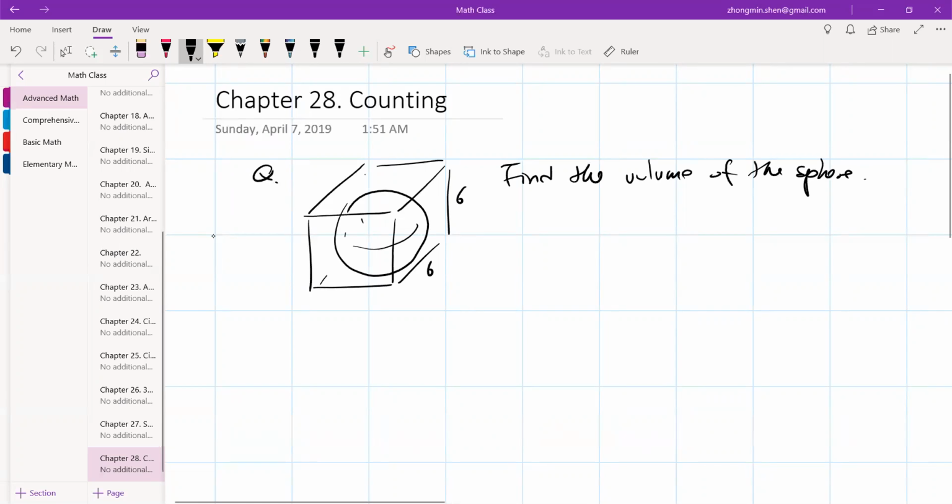First of all, you write down the volume formula for the sphere: 4 pi r cubed divided by 3. So you just need to figure out the radius. Looking at the sphere inscribed in the cube, the top and bottom touch two faces, so clearly the radius is 3. Then the volume is 4 pi times 3 cubed divided by 3, which is 3 squared, so 36 pi. Okay?